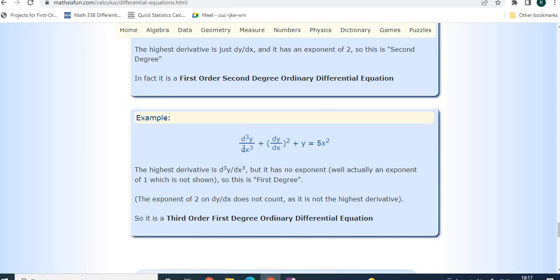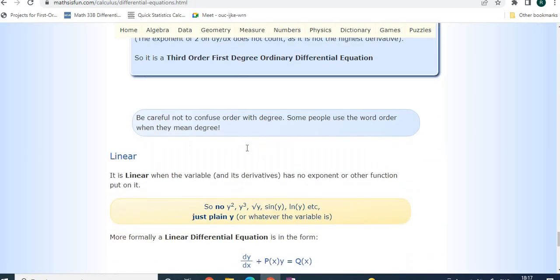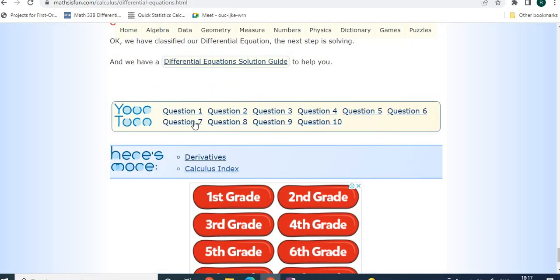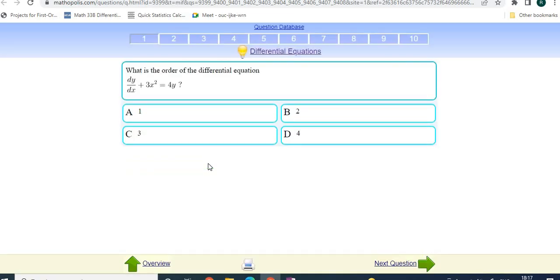See this one: d3y dx3 plus dy dx power 2. The maximum order is this one, so the degree of this differential equation is 1 and the order is 3. I just want to show you a few examples. What is the order of the differential equation? You can check at home also.